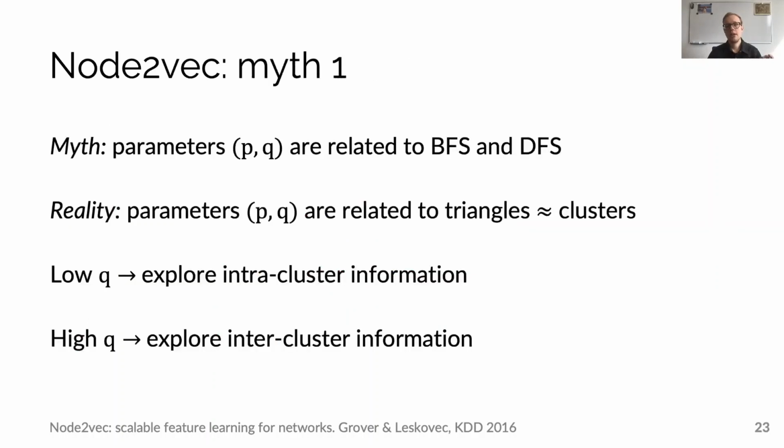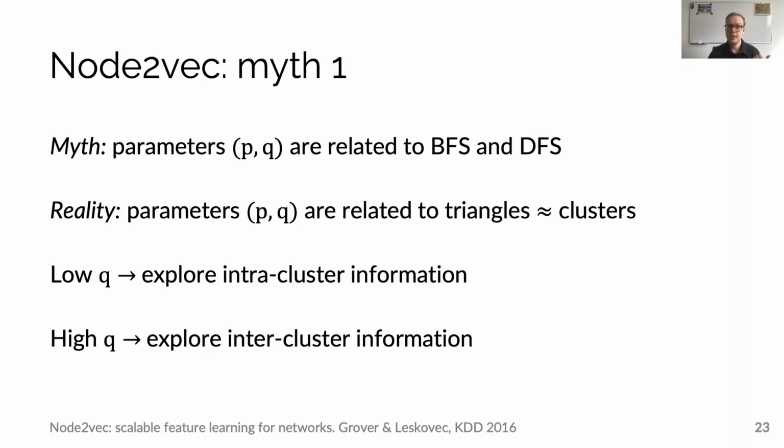There are 2 myths regarding Node2Vec that I want to debunk in this talk. So myth 1 is basically that parameters P and Q are somehow related to breadth first search and depth first search in graphs. In reality, there is no way that you can have depth first search without memory. And the parameters P and Q are actually related to the triangles in the graph, which makes sense because basically, Q controls how much we go outside of the triangles and P controls how much we go back.